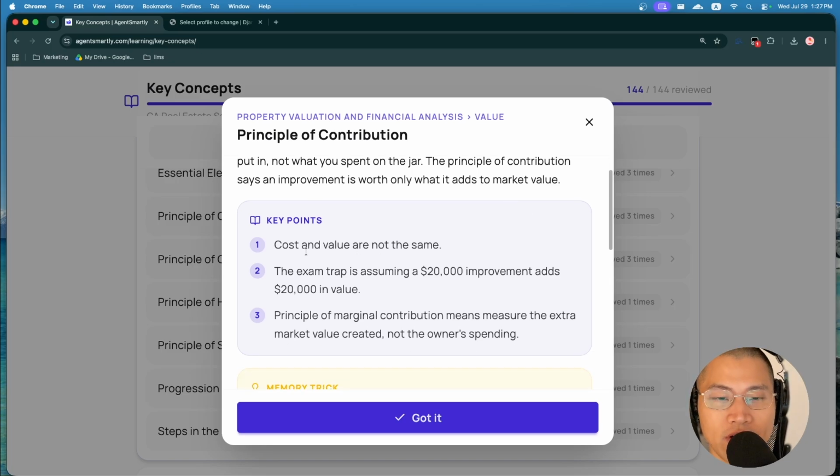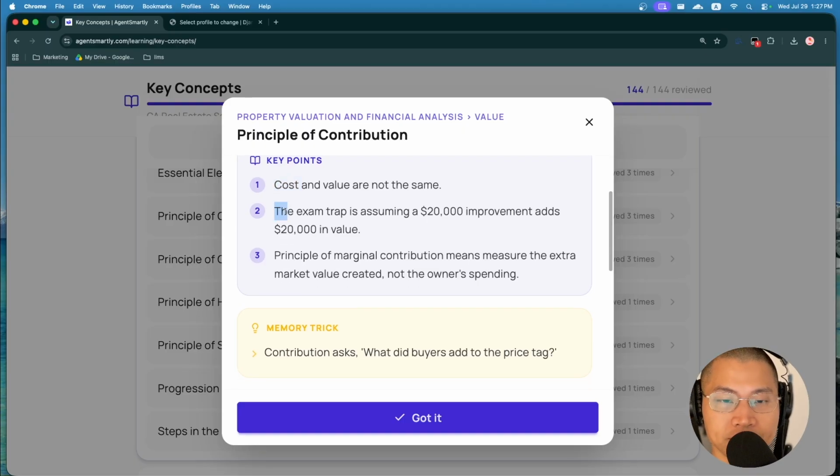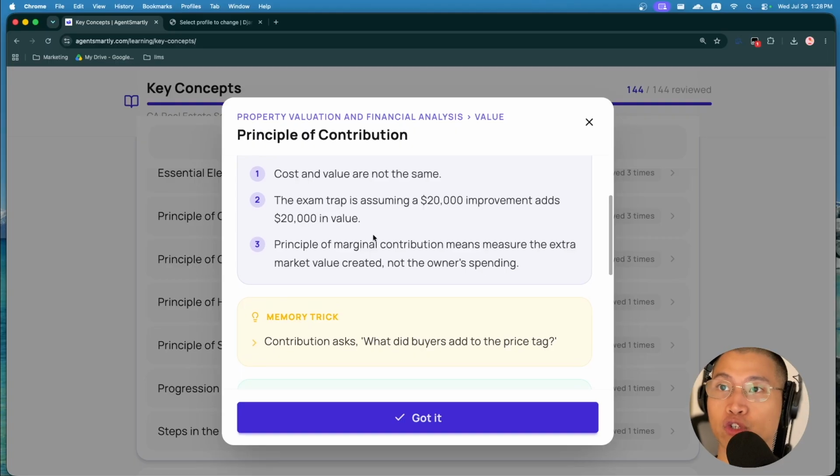The cost and the value are not the same. Once again, the cost is how much you spend on the improvement, but the contribution, the value, will not necessarily match how much you spend. That's the key point. For the exam trap: a 20,000 improvement equals 20,000 of value? That's not necessarily true. It could be true, but it could also not be true. It really depends on how much the buyer is willing to pay.